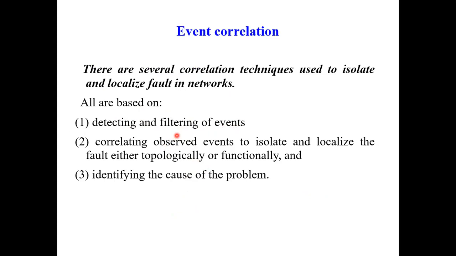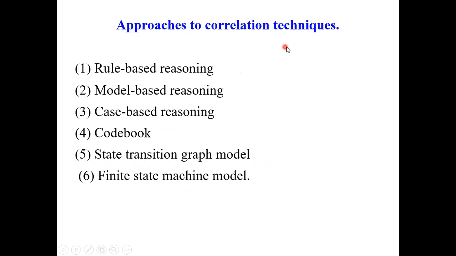मुझे सारे events देखने की जरूरत नहीं है. So I should be able to filter out also some events. Then correlating observed event to isolate and localize the fault either topologically or functionally, and then identifying the cause of the problem. So my final goal is, whatever I try to do, I filter out event, I detect event, I correlate. I need to find out the cause of the particular problem. So there are various approaches for event correlation technique. So 6 approaches are there.